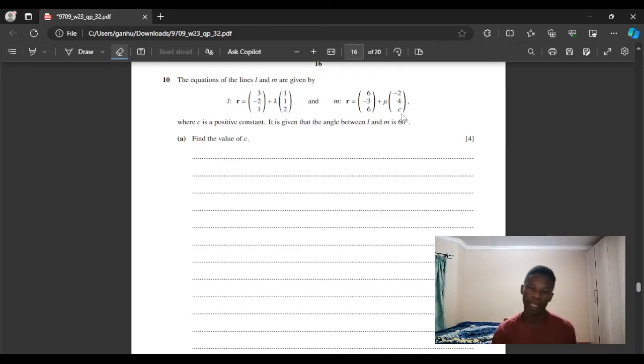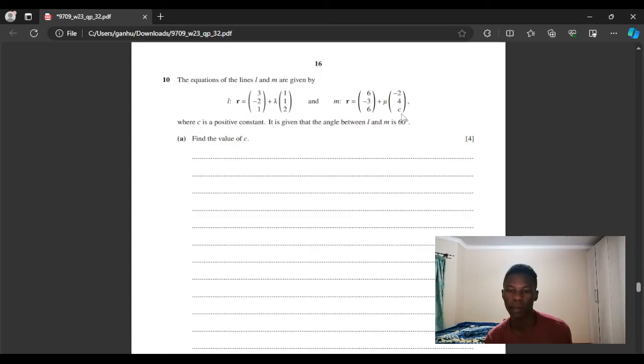Okay, number 10. The equations of the lines L and M are given by L is r equal to (3, -2, 1) plus lambda (1, 1, 2), and M is r equal to (6, -3, 6) plus mu (-2, 4, c), where c is a positive constant. It is given that the angle between L and M is 60 degrees. So this means that cos 60 degrees is equal to the dot product of L and M over the product of their magnitudes.